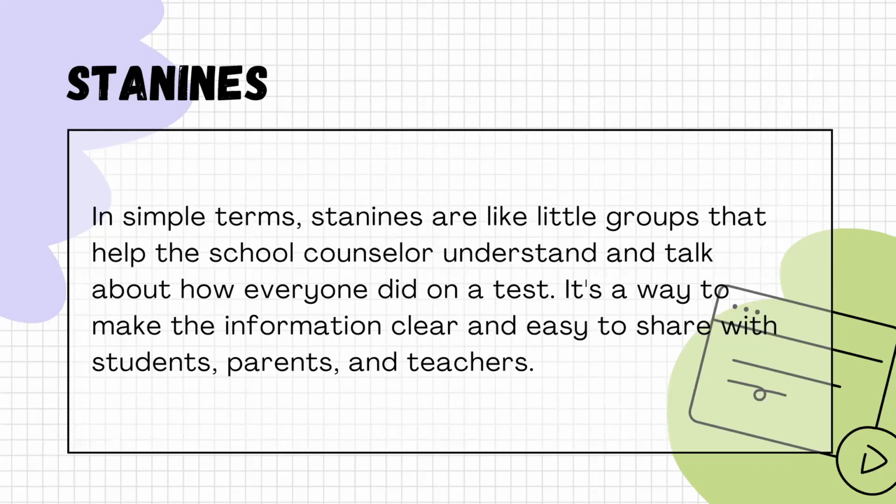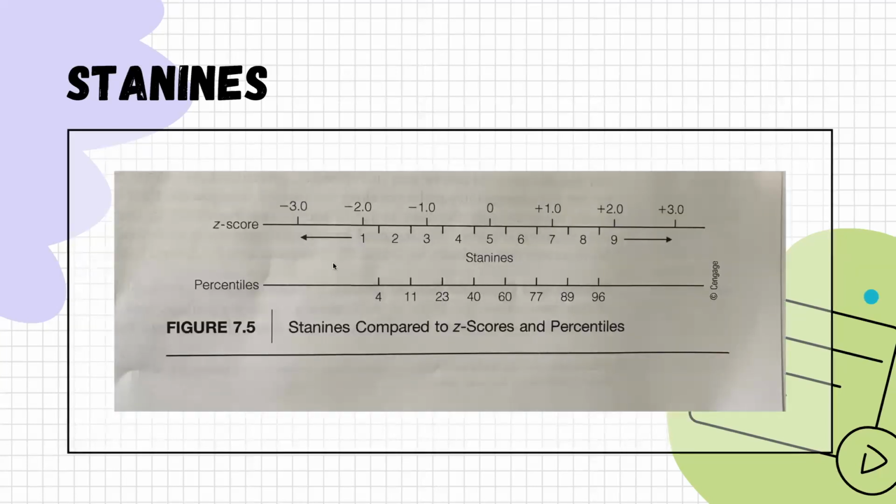This helps teachers and parents. The counselors can use stanines to quickly see which areas most students find easy or challenging. This helps them figure out where to focus efforts to help everyone learn better. Here is figure 7.5, which has stanines compared to z-scores and percentiles. Let's say we have Alex and Emily who took a science test. Alex's scores show him at a stanine of 8, a z-score of about 1.5, and he's in the 92nd percentile.